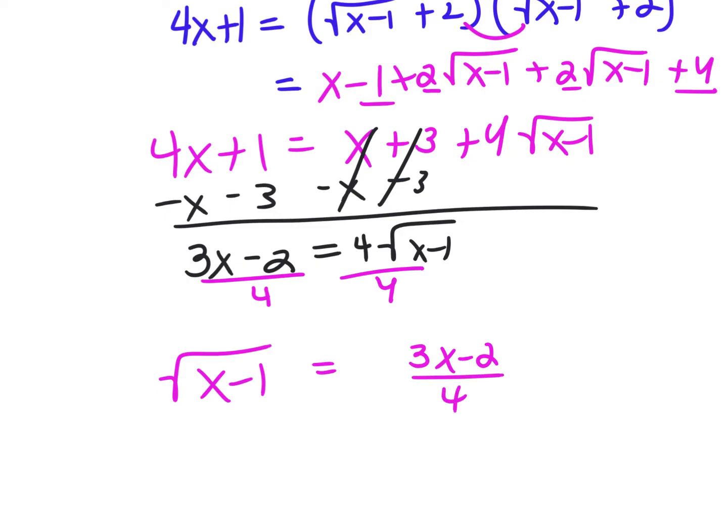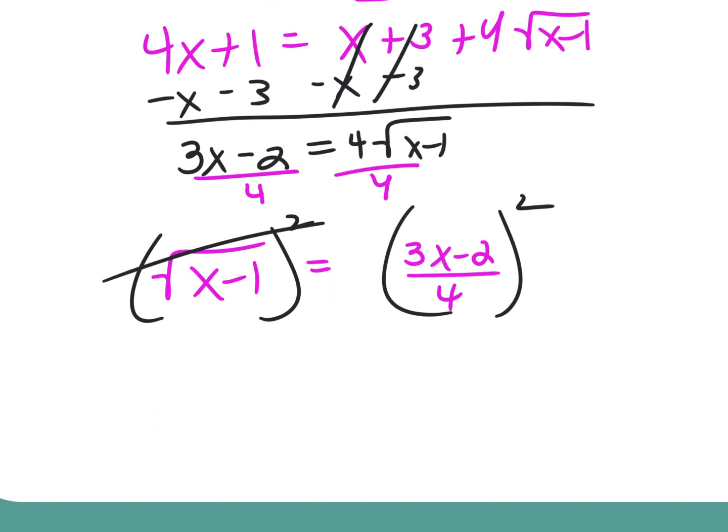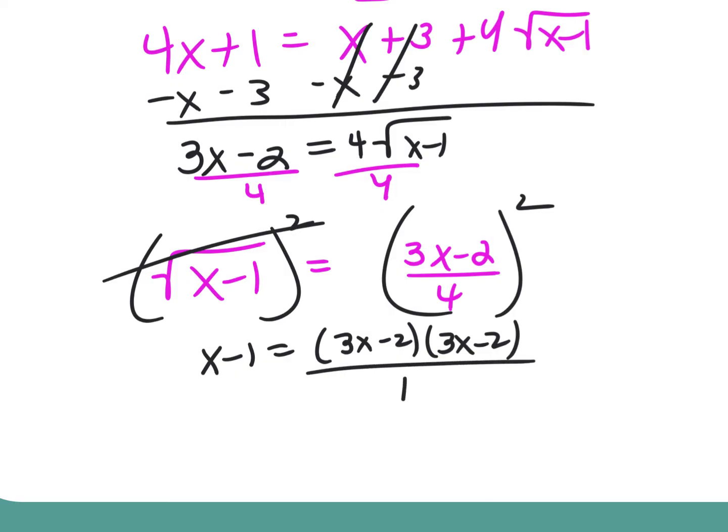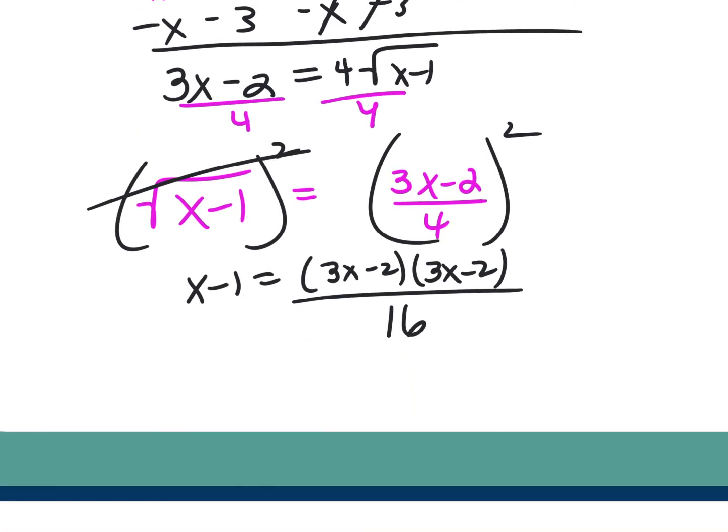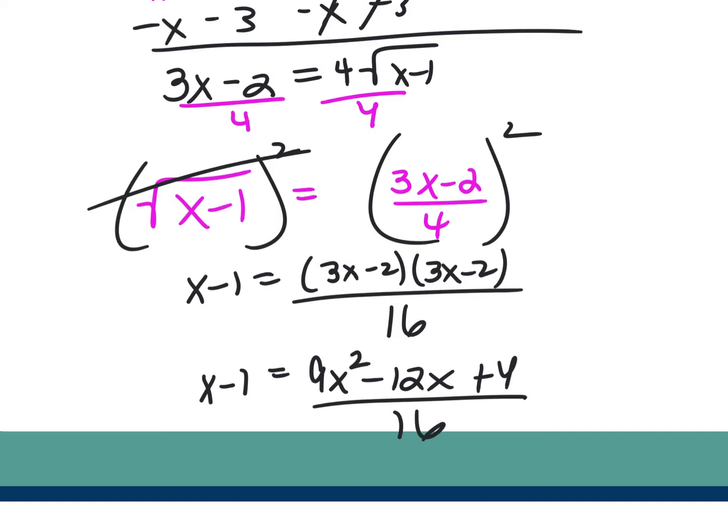Now that we have our radical isolated, we need to get rid of it, so we're going to square both sides. So you have x minus 1 equals, this would be 3x minus 2 times 3x minus 2 in your numerator, over 4 times 4 is 16, because that 2 goes to both the numerator and the denominator. So now we have x minus 1 equals 3x times 3x is 9x squared. 3x times negative 2, and the negative 2 and 3x is going to give me negative 12x. Negative 2 and negative 2 is positive 4, over 16.